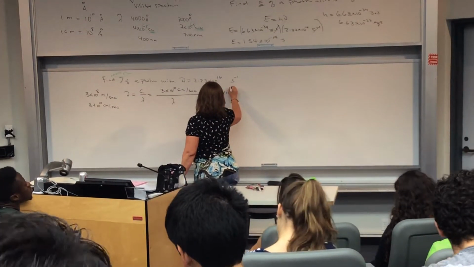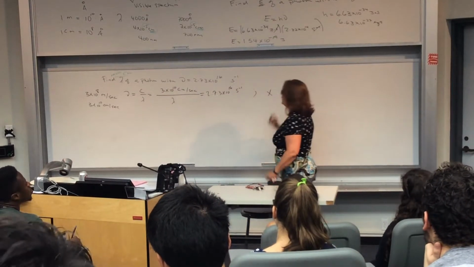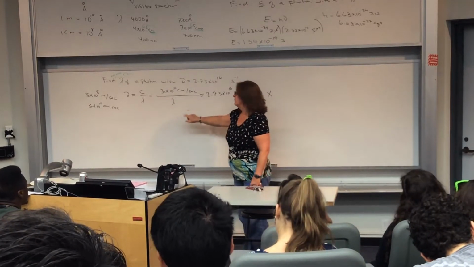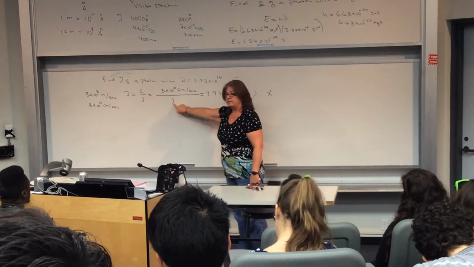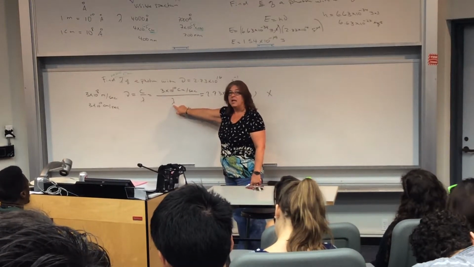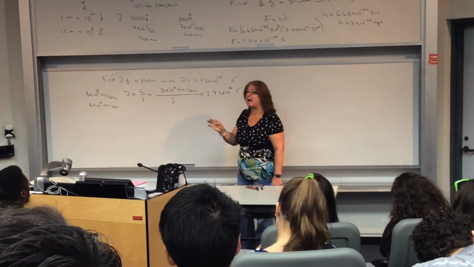2.73 times 10 to the 16 seconds to the minus 1. What are you going to do to get lambda? Don't get creative. That is on the bottom, so where does he have to go? To the top of the other side. X has to be alone, positive, and on top.